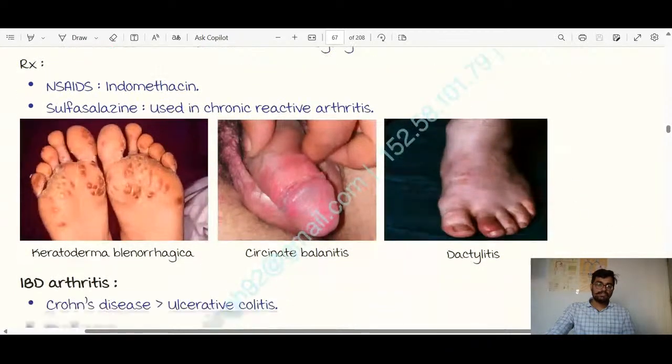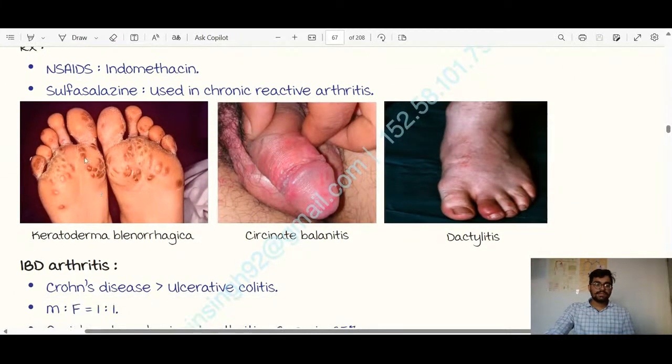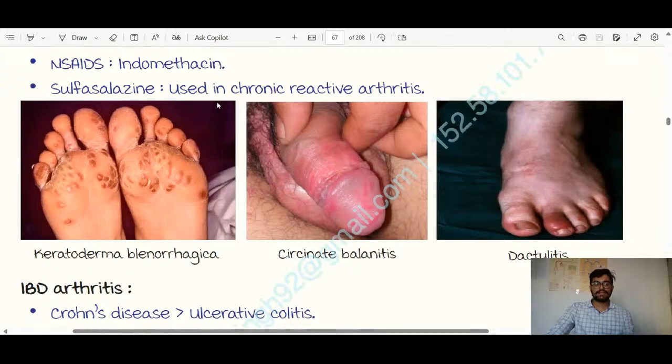And now the treatment. What are the treatments? Again, the drug NSAIDs, indomethacin, will be given. Sulfasalazine is used for chronic reactive arthritis.